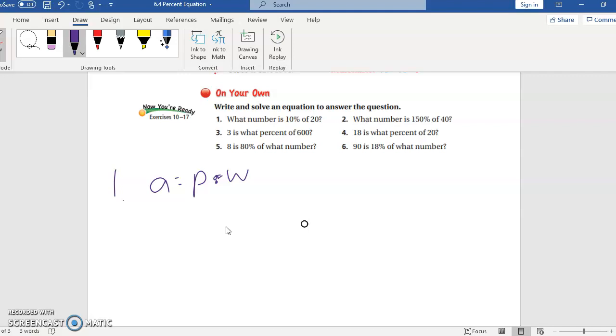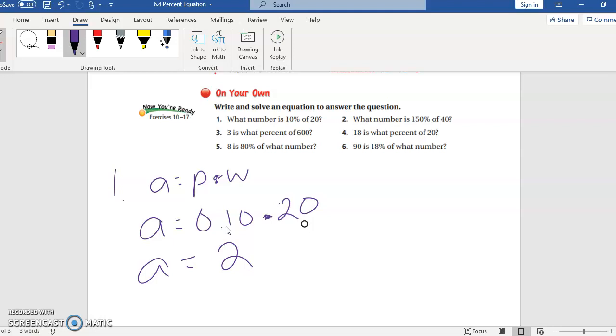So 10%, so 10 is going to go for the percent. I'm going to write it as a decimal, so 0.10, times the whole. 20 is the whole, so I'm going to multiply it times 20. So then I can just go ahead and multiply that out, and I should get 2.